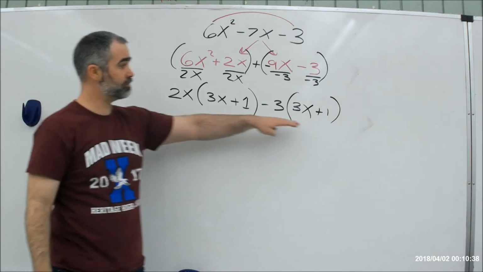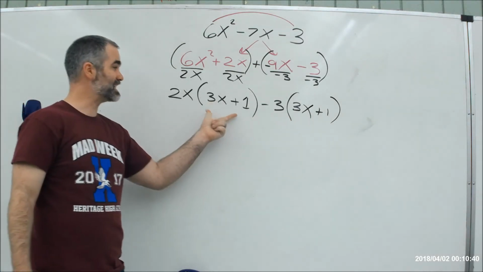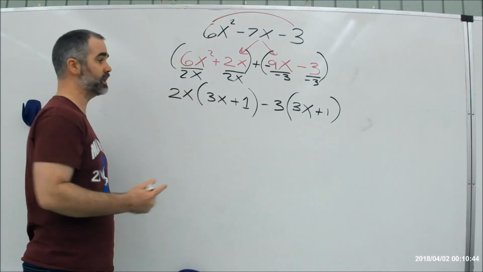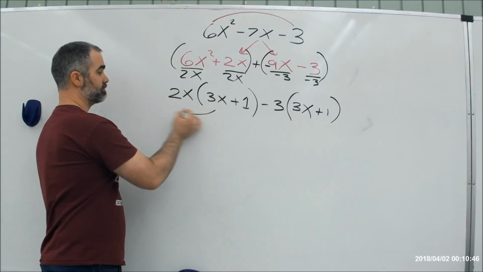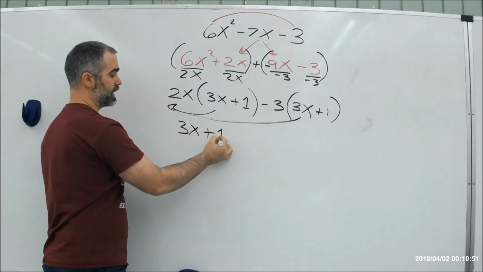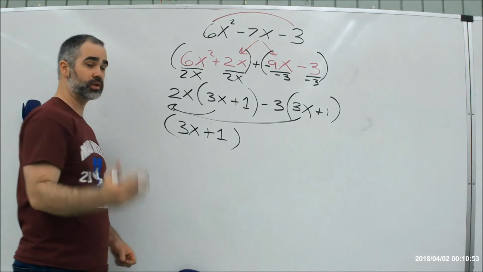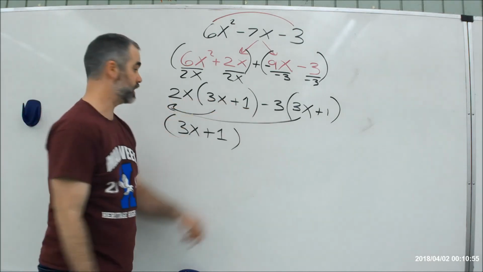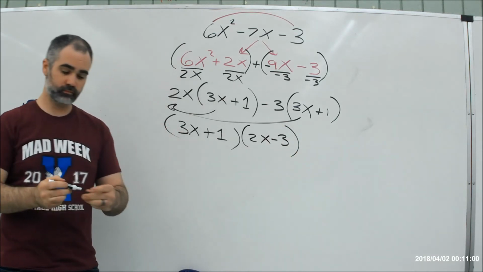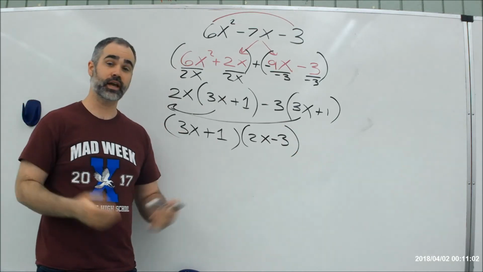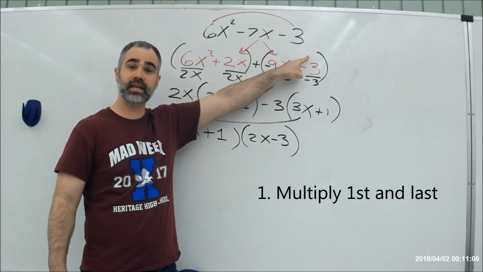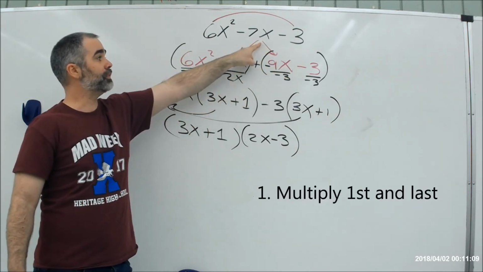Now, since I have the same thing in both parentheses, I can take the entire parentheses and factor those out. I can undistribute that, which is going to give me 3x plus 1 on the outside, and the two numbers that are left are a 2x and a minus 3. And you're done.